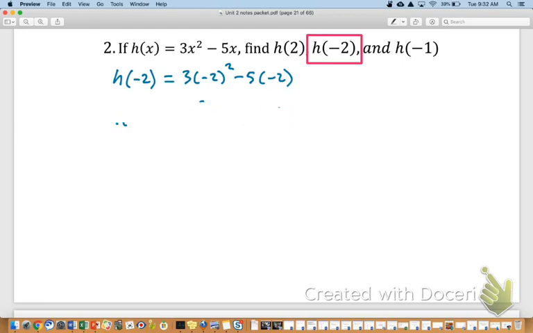Can you all tell me what this is right here? 4. Is it positive 4 or is it negative 4? Positive. Isn't it negative 2 times negative 2? Yeah. And a negative times a negative is a positive, so it is positive 4. So 3 times 4 minus 5 times negative 2. Again, following order of operations, now I can do my multiplication, right? So h of negative 2, well, that would be 3 times 4 is 12, minus 5 times negative 2.